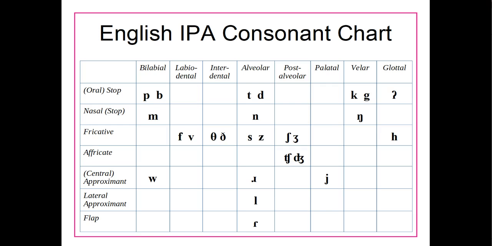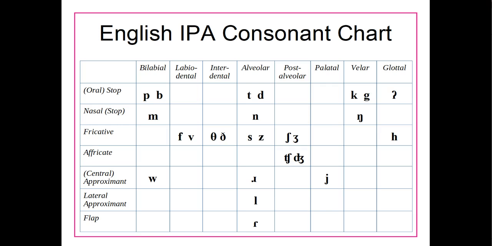postalveolar voiceless fricative. You can go to postalveolar, and then you can follow it down to the row for fricative. And if you're looking for voiceless, that's the one on the left. Maybe you want to find the interdental voiced affricate. So you can say interdental, affricate, and then look, there's not one. So if you're trying to find a certain description of a sound, that's the way to use it.